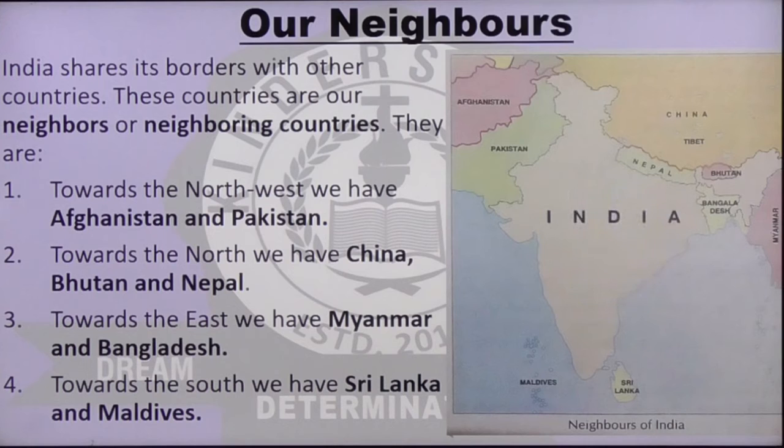Did you see in the northwest region of India we have Afghanistan and Pakistan, that is towards the north and a little towards the west. That's why it is called northwest. Towards the north we have China, Nepal and Bhutan. And towards the east we have Myanmar and Bangladesh. And towards the south, did you see there is Sri Lanka and the small island country called Maldives.